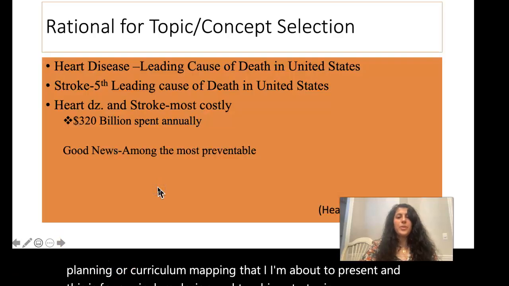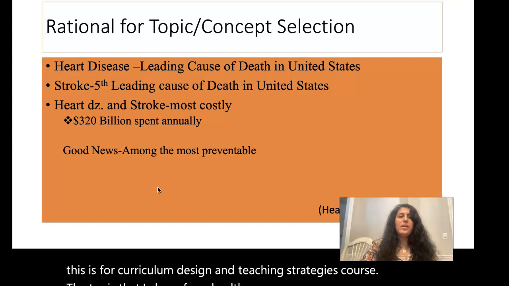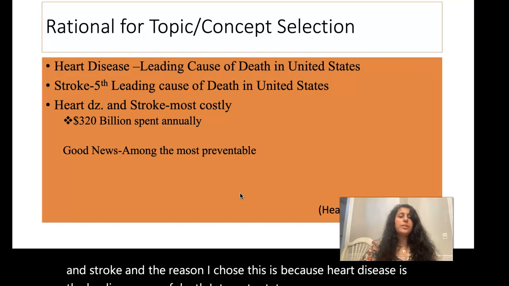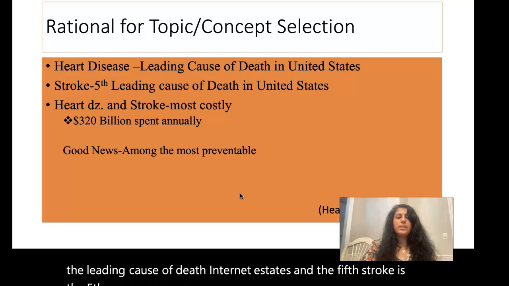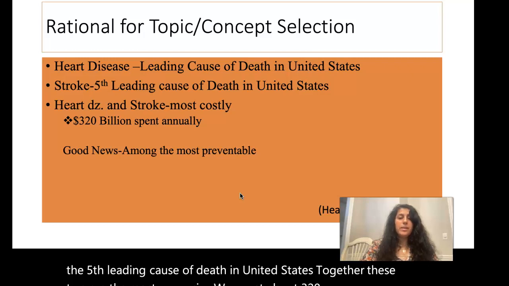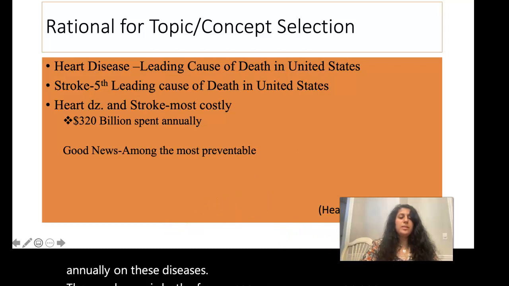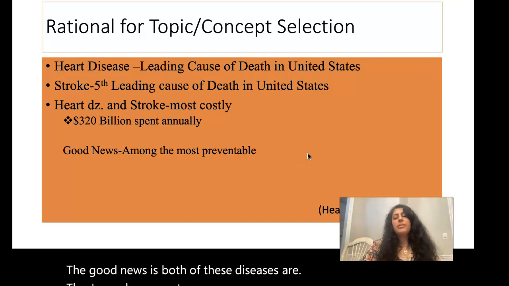The topic that I chose from Healthy People 2030 is heart disease and stroke. I chose this because heart disease is a leading cause of death in the United States, and stroke is the fifth leading cause. Together, these two are the most expensive. We spend about $320 billion annually on these diseases. The good news is that both of these diseases, which fall under one category, are among the most preventable.